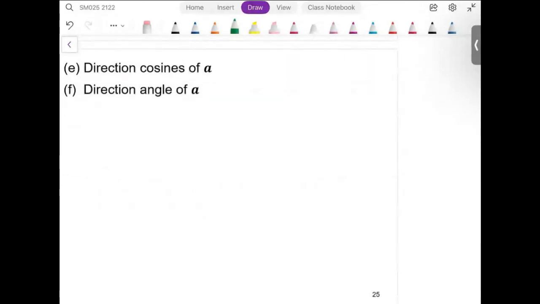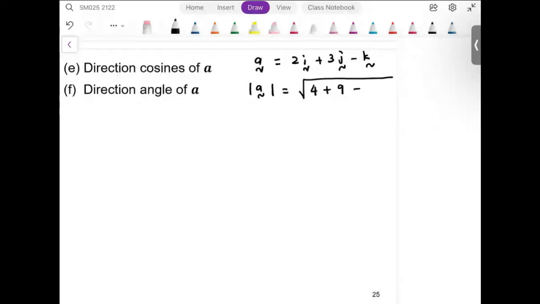Alright, moving on. Next one. We have to find direction cosine of A. Okay. A kita tadi, saya salin dululah. Lupa dah ke atas tu. Vector A just now is 2i plus 3j minus k. Okay. In order to find direction cosine, first kita kena cari magnitude dulu. Okay, so saya cari dulu magnitude of A. So in this case, we have root of 4 plus 9 plus 1. So root 14.